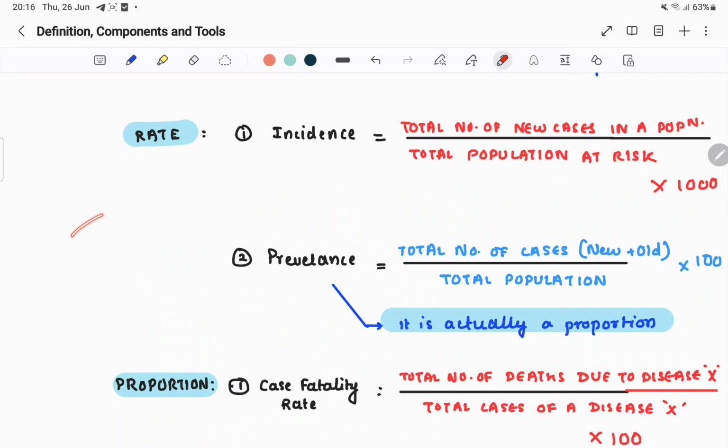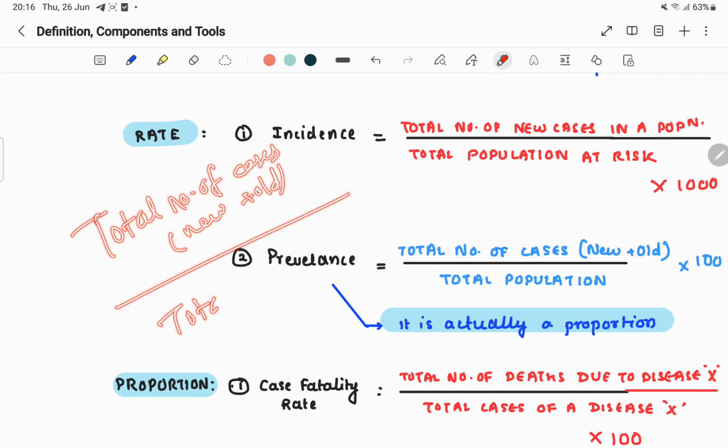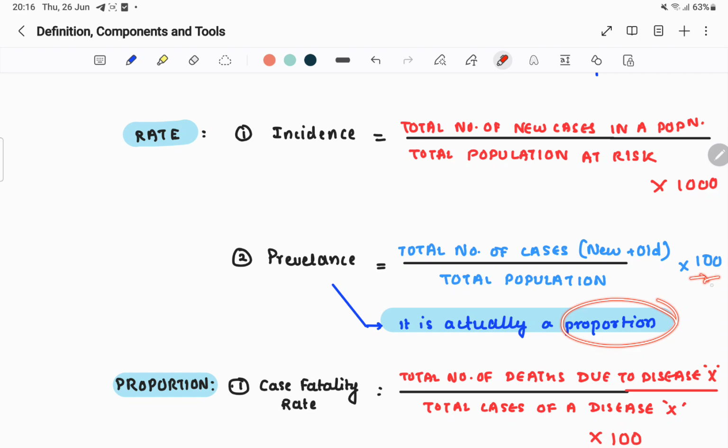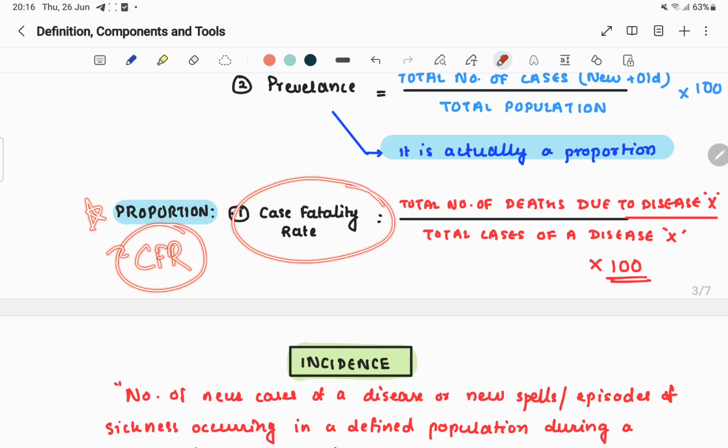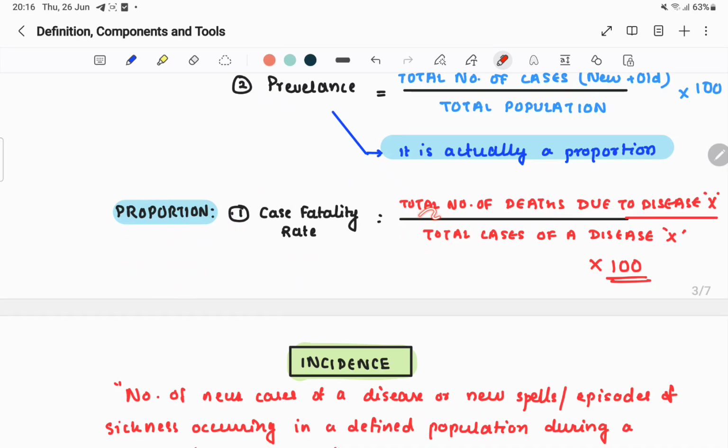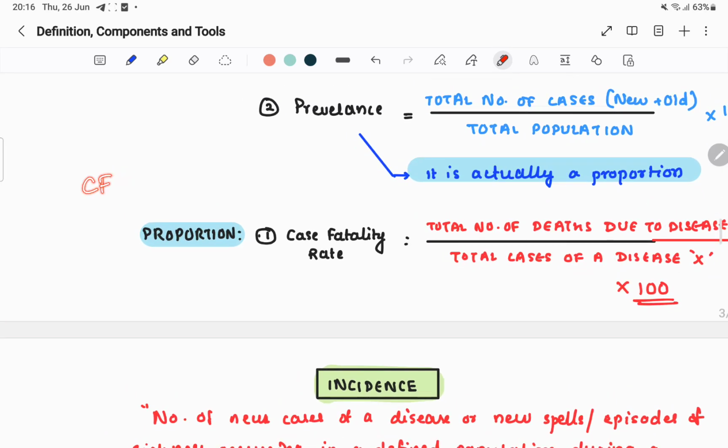Prevalence is total number of cases. Cases comprise of new as well as old, by total population, into 100. This is actually a proportion. I told you multiplier is 100, right? Another example of proportion is case fatality rate. Case fatality rate, CFR, is total number of deaths due to a disease X by total cases of disease X. Okay. What is the CFR of rabies?